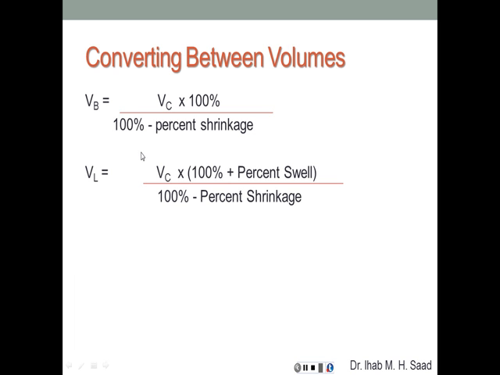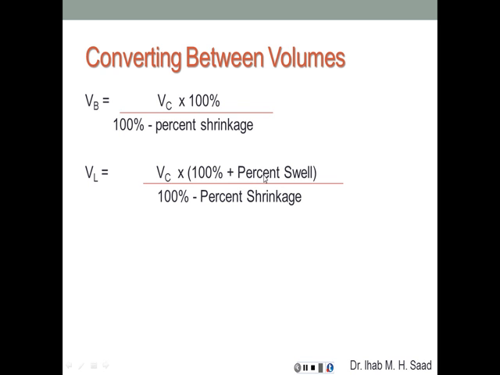To convert between the different volumes, to convert between bank and loose and compacted and so on, the volume bank is equal to volume compacted times 100% over 100% minus percent shrinkage. The volume loose is the volume compacted times 100% plus swell percentage. This is expressed as a percentage.